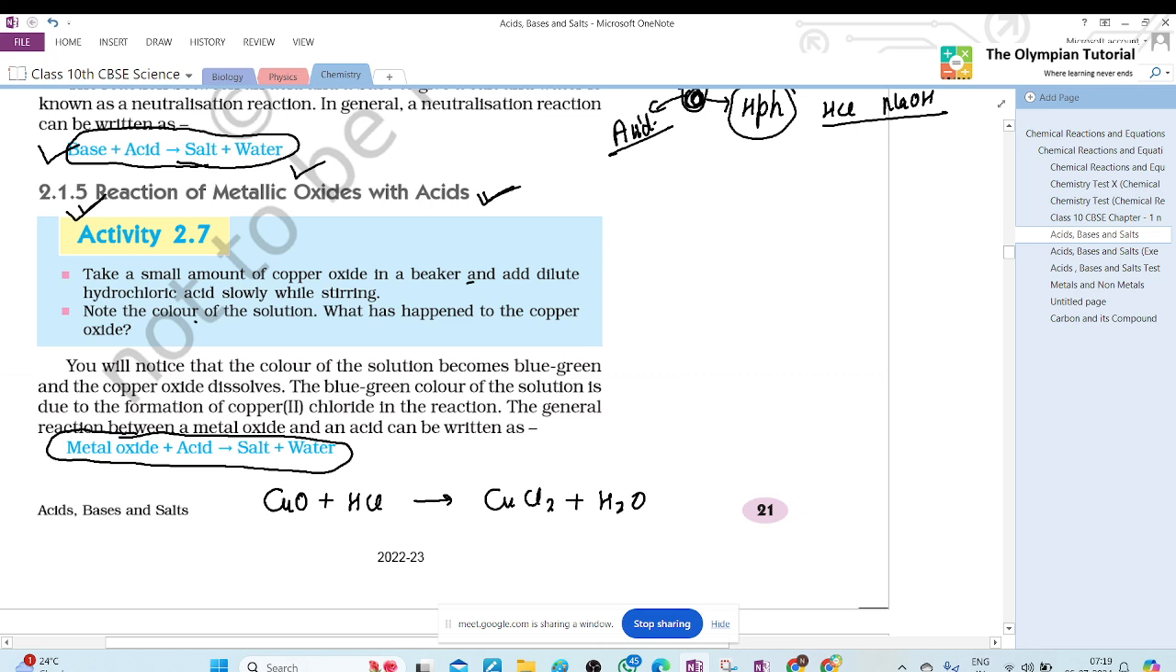Done, ma'am. Did you balance? Yes, ma'am. What have you written? Ma'am, CuO plus 2HCl gives CuCl2 plus H2O. Very good. And what is the name? Can you tell me, Thania, name of CuCl2? Copper chloride.